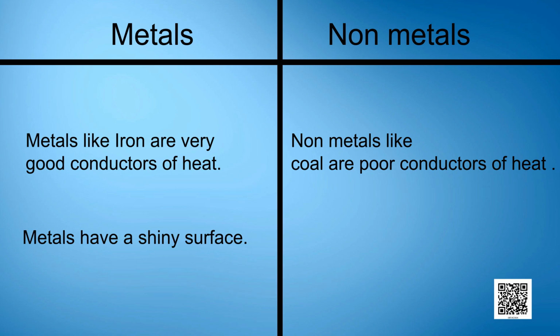Metals have a shiny surface. They are lustrous, whereas non-metals are dull in appearance. It means they are non-lustrous.